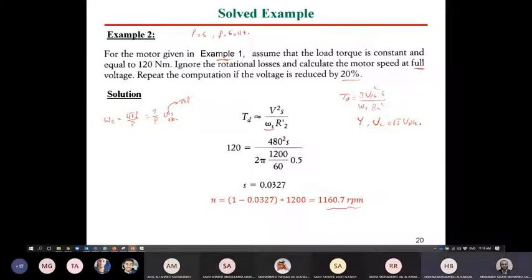Okay. Is this speed a shaft speed? Not shaft. It's synchronous speed. Okay, now it's clear. Thank you.